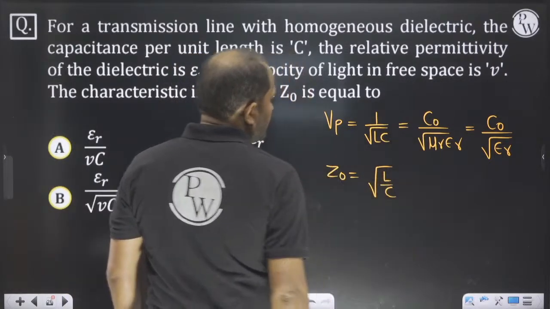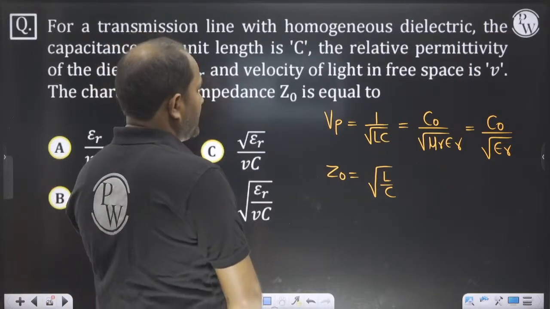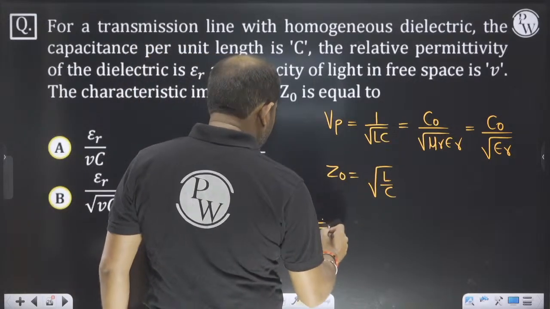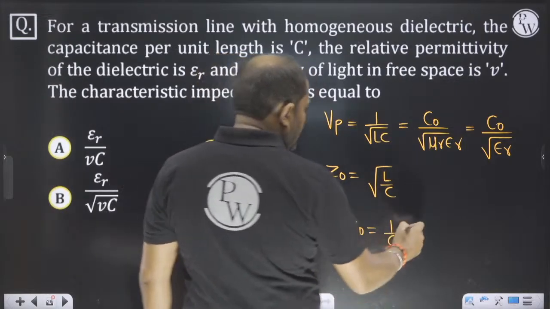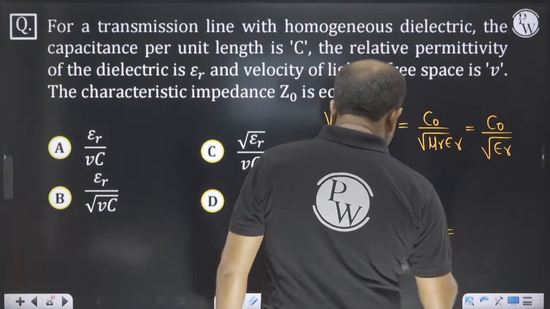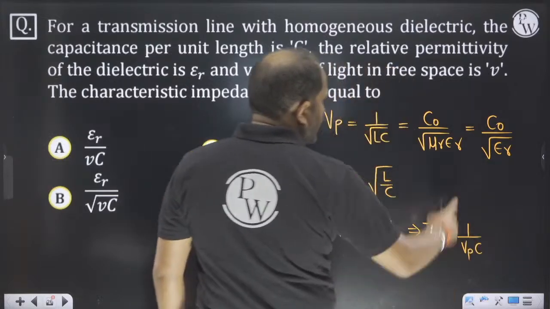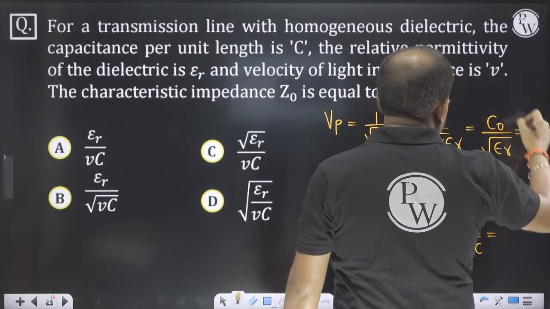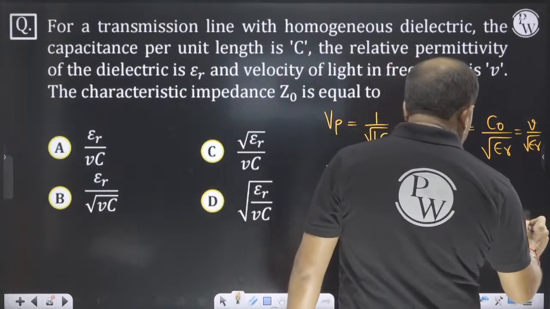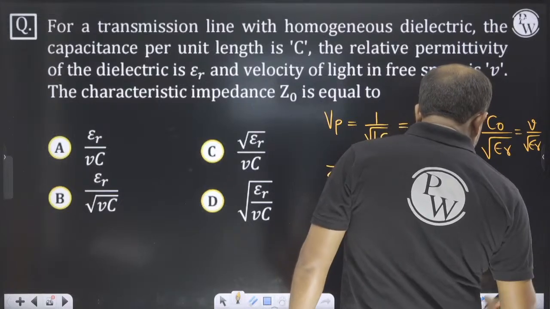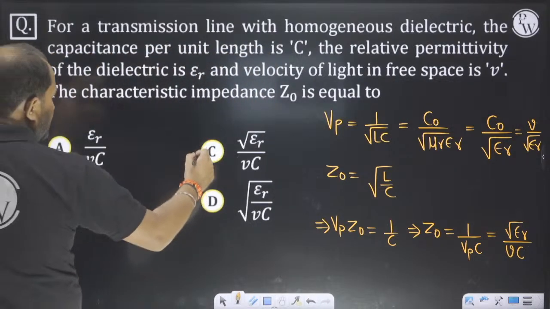So if I multiply these, Vp into Z0 will be equal to 1 by C. So Vp Z0 is equal to 1 by C, Z0 is equal to 1 by Vp into C. Vp is equal to C0, and C0 is given as small v by under root epsilon r. So our answer will be option C.